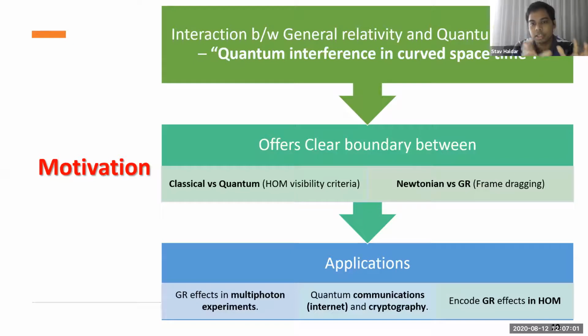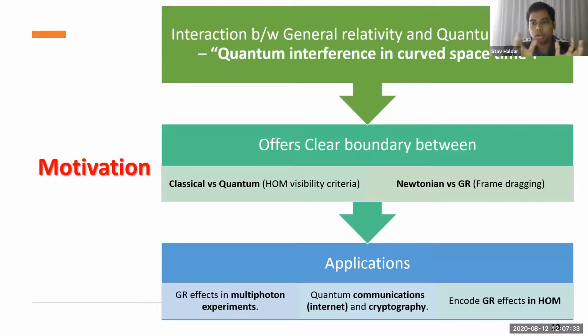And as I said, this HOM interference experiment with this kind of Sagnac topology offers a very good setup to see this interaction, because a distinguishing feature between classical and quantum descriptions exists, which is the visibility criterion. If the visibility is greater than a half, then you are sure that you must describe this interference experiment with quantum fields.